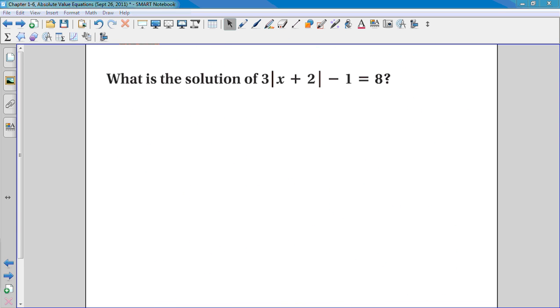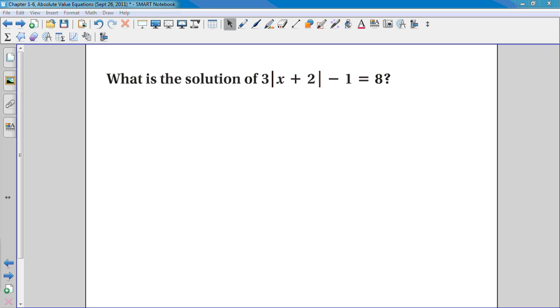All right, let's try this one. Before I can have a case 1, case 2, when you have a problem that looks like this, you must first isolate the absolute value, or get the absolute value part by itself, and then you have to create case 1, case 2. Because multiplying by 3 and subtracting 1 has nothing to do with the absolute value. It's just something they were doing after the absolute value. You have to get rid of those first.